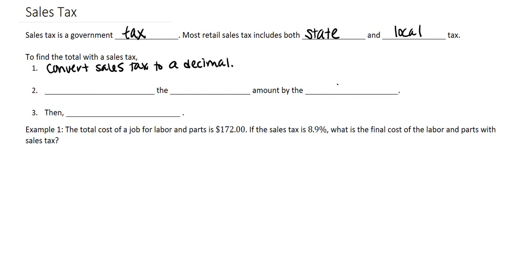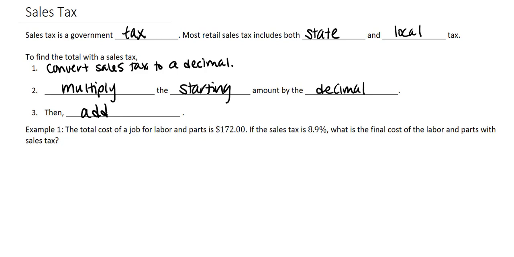Once we've converted the sales tax to a decimal, we're then going to multiply the starting amount by the decimal that we just found. And then in our last step, we're just going to add. So we're going to add what we found in the second step to the starting amount.